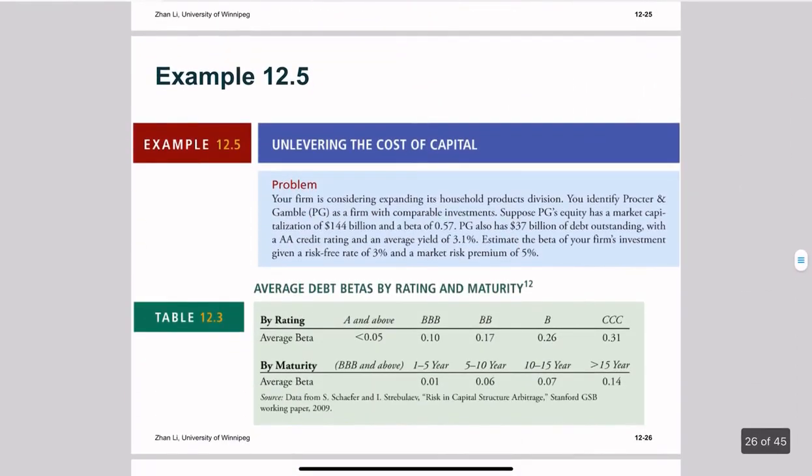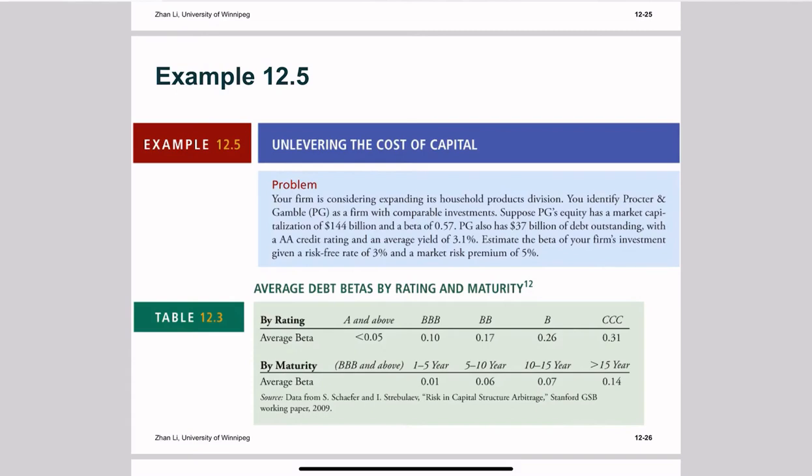Okay, let's look at this example here. Your firm is thinking about expanding its household products division. You identify P&G as a firm with comparable investments. Suppose P&G's equity has a market cap of $144 billion and a beta of 0.57. And P&G also has $37 billion of debt outstanding with a AA credit rating and an average yield of 3.1%. Now the question is to estimate the beta of your firm's investment given a risk-free rate of 3% and a market risk premium of 5%.